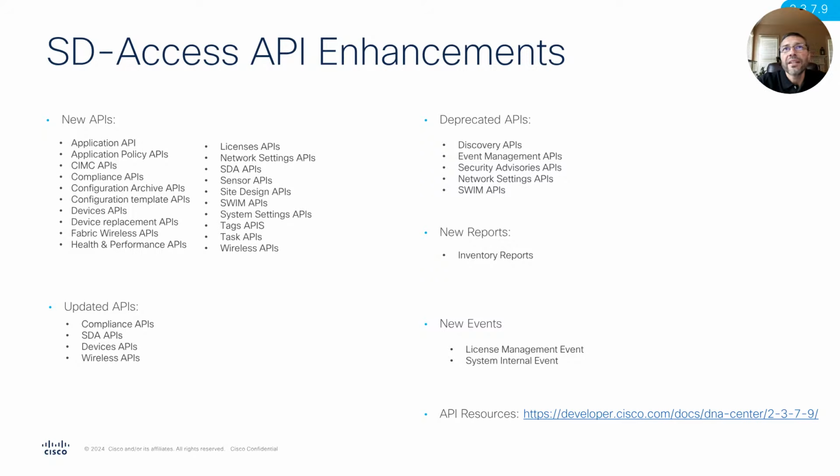For our SD-Access API enhancements, we've got the AP policies, policy APIs, our licensing APIs, network settings, SDA, sensor, tags, wireless, fabric health, network health and performance. What specifically you see is that we've got some updates and some APIs that have been deprecated. We've got new reports with new inventory reports, and new events management, like license events management for the new Cisco networking subscription license, and also system internal events.